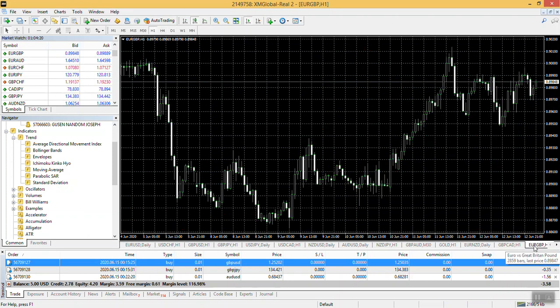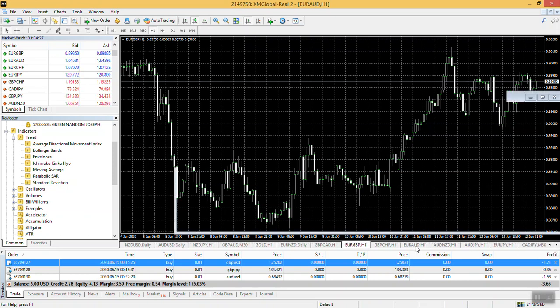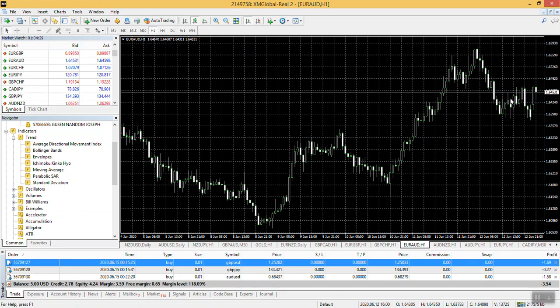This is Euro GBP. Now look at it, it's also different. Can you see? Look at Euro AUD, it is also different. So it means that the effect is not on Euro. Now let's check other USD pairs.